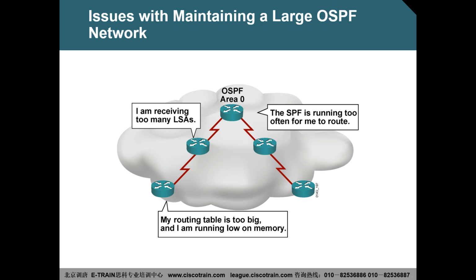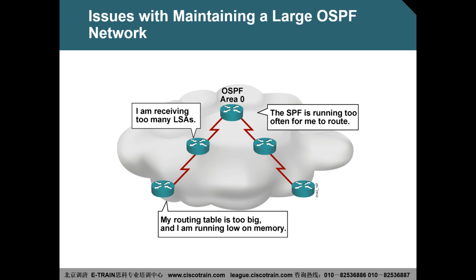Like EIGRP, BGP. So, advertisements are not the same. We have different types because we have different areas. If we have one single area, we have these three problems.